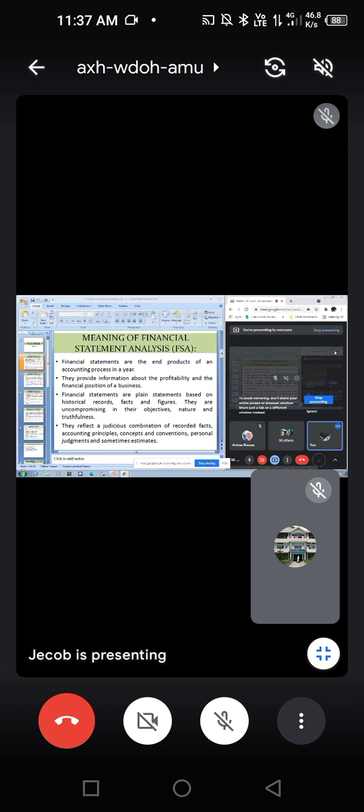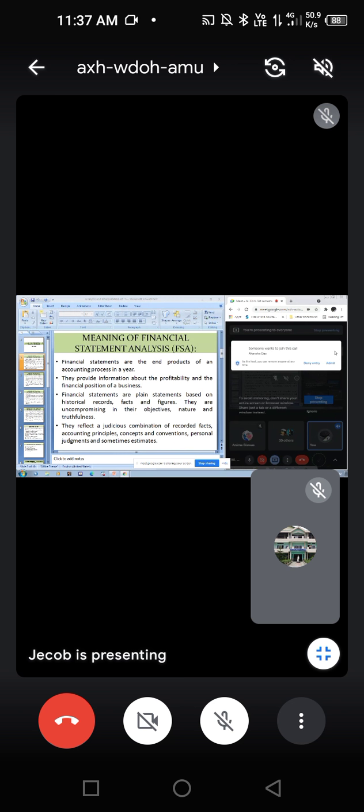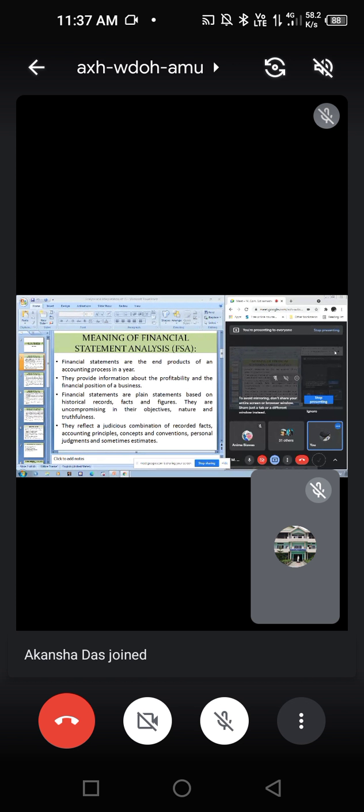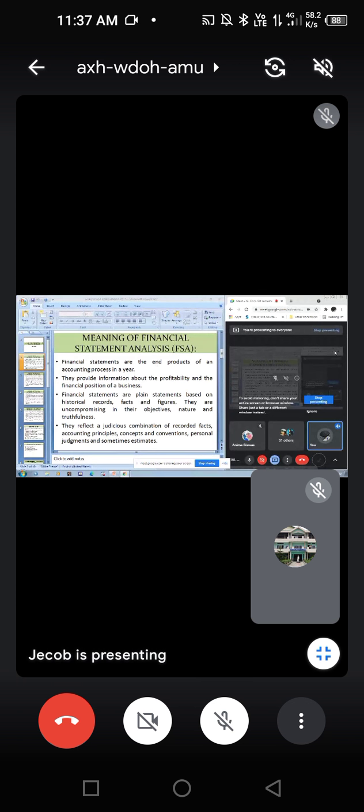The second statement, also part of the financial statements, we generally call the position statement, and another name for the position statement is the balance sheet. So, what does the balance sheet reflect?